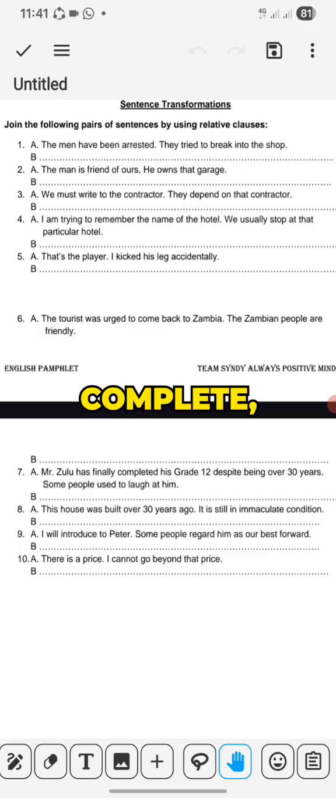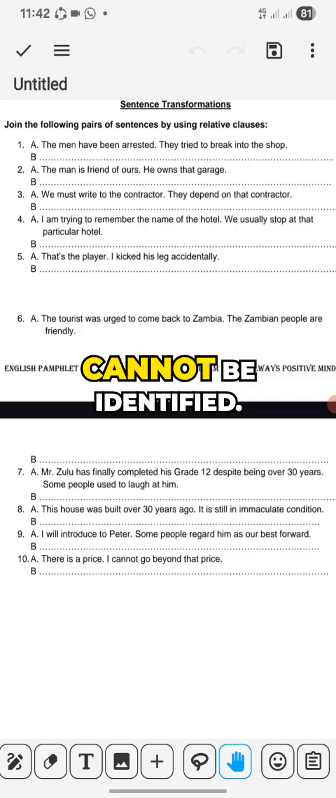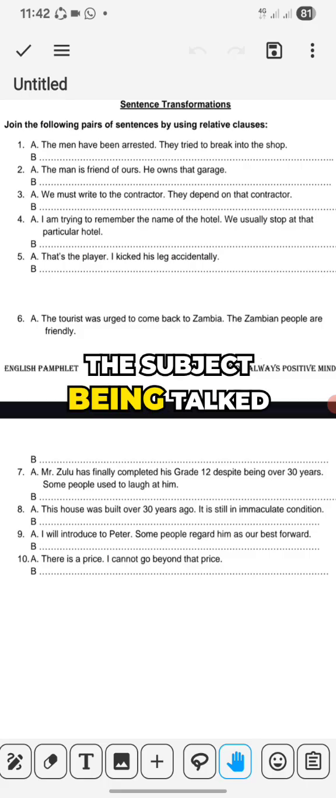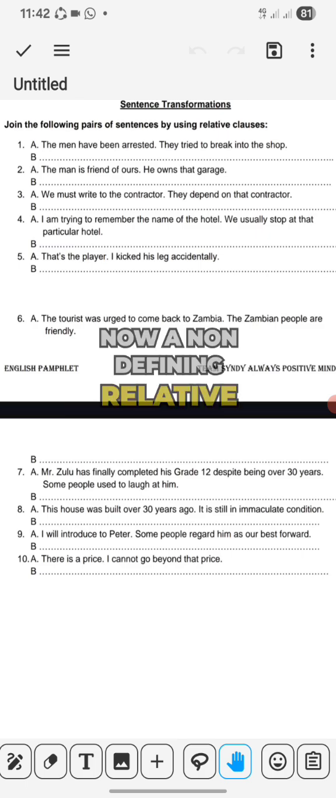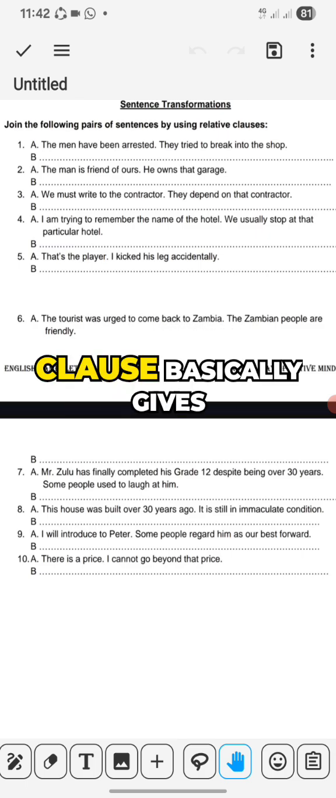And this is not just any other relative clause, but it is called the defining relative clause. Without it, the subject cannot be identified. So it gives us full and detailed information about the subject being talked about. Whereas the second type of relative clause is a non-defining relative clause. Now, a non-defining relative clause basically gives us additional information.